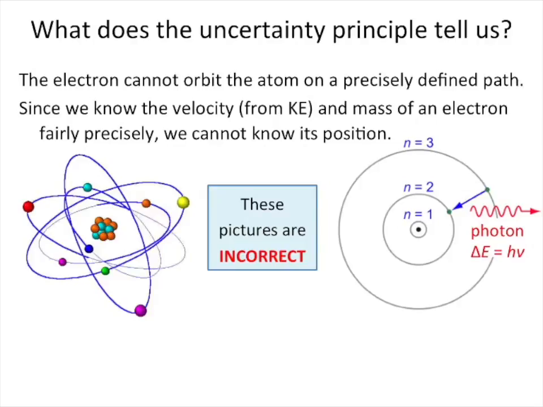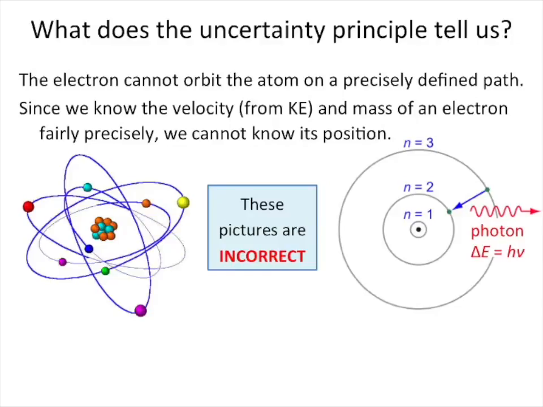We know the velocity of an electron from its kinetic energy, and we can solve for energy in a number of different ways. And we know the mass of an electron very precisely. So since we know its velocity and its mass, that means we know its momentum precisely. It means we cannot know the position of an electron.